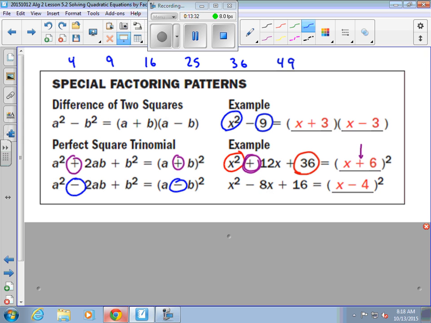So again, this one's a perfect square, x. This one's a perfect square, 4. This is the sign right here before b, negative. Therefore, negative goes between them, or minus goes between them. x minus 4 squared. So these are your three special factor patterns when you're talking about the difference of perfect squares, or when you're talking about perfect square trinomials with a negative or positive in front of b.